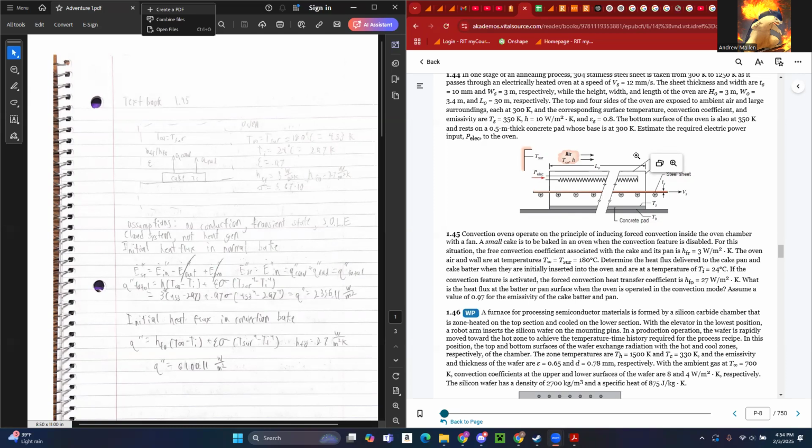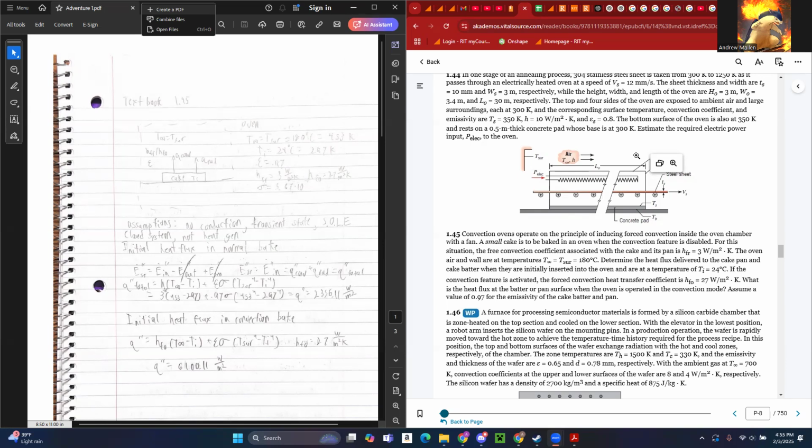In this problem, it says the free convection coefficient is equal to 3 watts per meter squared Kelvin. The oven is operating at a temperature of 180 degrees Celsius. And so we're asked, when a cake is put into the oven at initial temperature Ti equal to 24 degrees Celsius, to find the difference in the heat flux when convection mode is turned on or off.